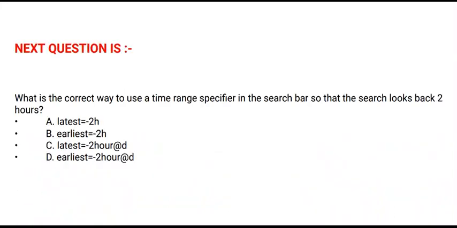Next question is, what is the correct way to use a time range specifier in the search bar so that the search looks back 2 hours? And the options are option A, latest is equal to -2h, option B, earliest is equal to -2h, option C, latest is equal to -2h@d, and option D, earliest is equal to -2h@d. The correct option is option B.